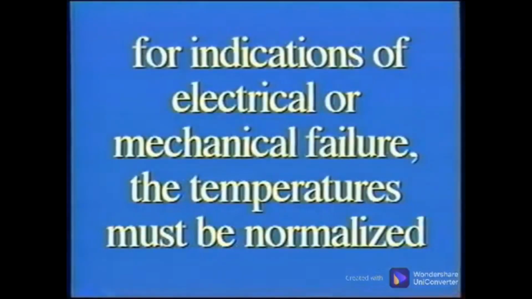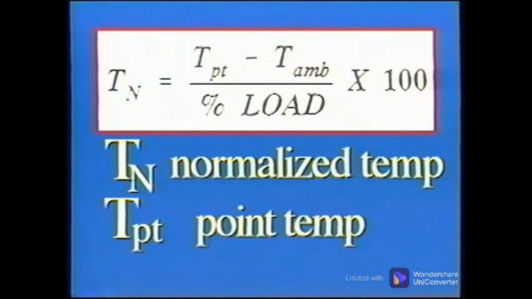Since we are looking for indications of electrical and mechanical failure with these measurements, the temperatures must be normalized, removing the effects of ambient temperature and load. An equation used to calculate the normalized temperature subtracts ambient temperature from the measured temperature and divides it by the percent load the motor is running. This number is then multiplied by 100 to yield the normalized temperature.